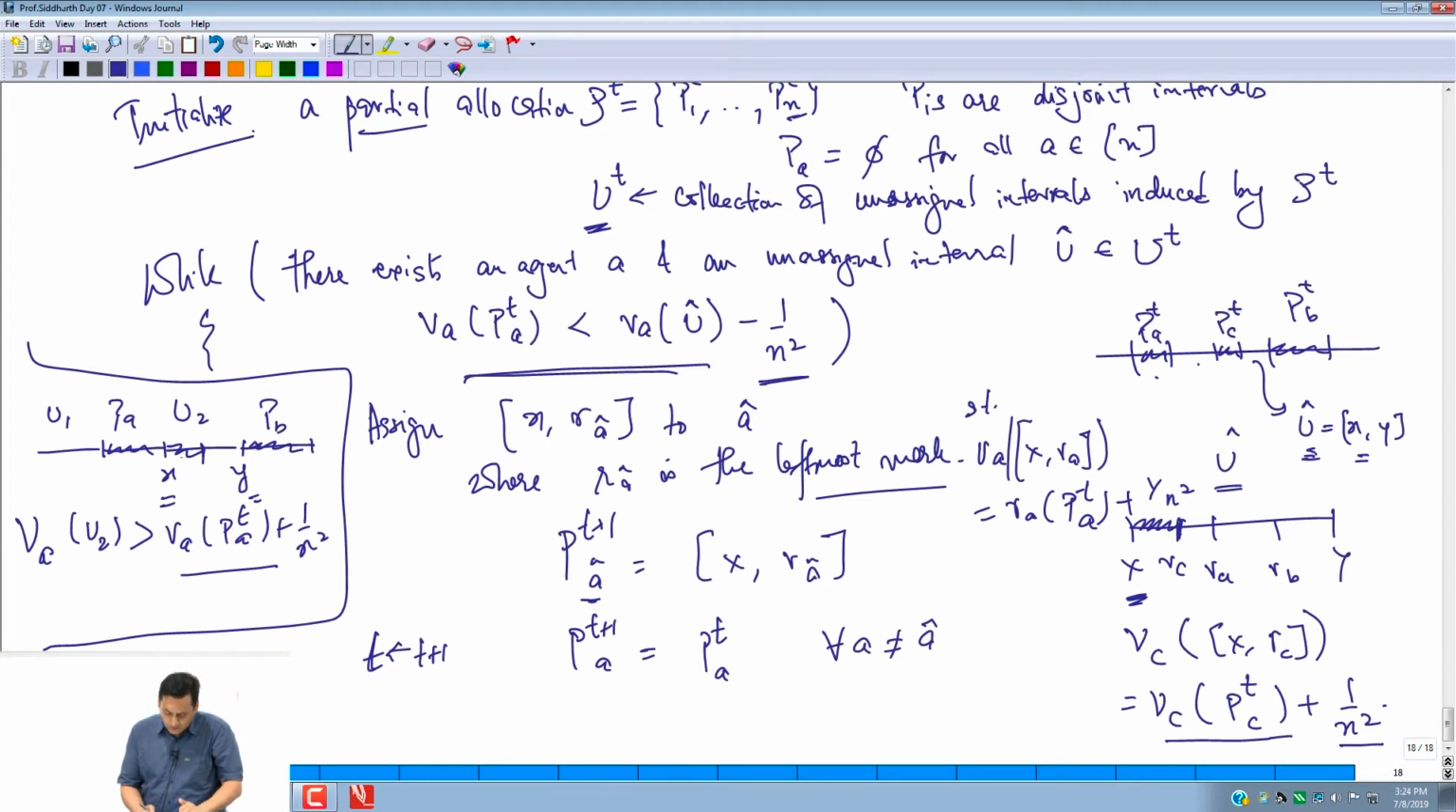Now for U2, you look at all agents that are in the running for U2, and among all the contending agents, you pick the one who has the leftmost margin. Exactly like moving knife, where you start at x, the left point of U2, and the first person to shout that the piece between x and the current knife position is more than my current value plus 1 over n square wins. Yes?